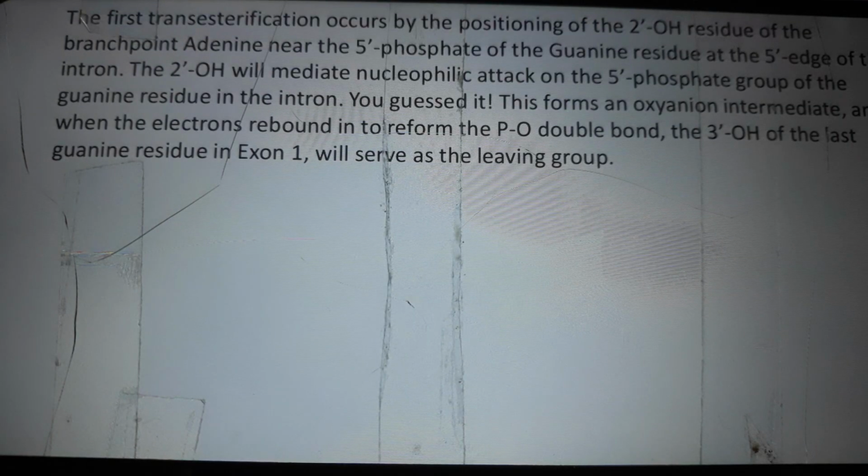The first trans-esterification occurs by positioning of the 2' OH residue of the branch point adenine near the 5' phosphate of the guanine residue at the 5' edge of the intron. The 2' OH will mediate nucleophilic attack on the 5' phosphate group of the guanine residue in the intron. This forms an oxyanion intermediate, and when the electrons rebound to reform the P=O double bond, the 3' OH of the last guanine residue in exon 1 would serve as the leaving group.